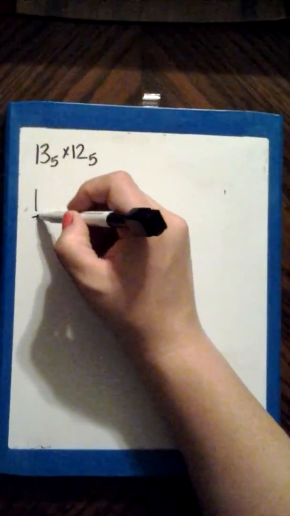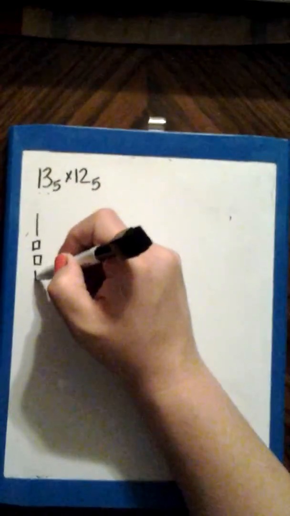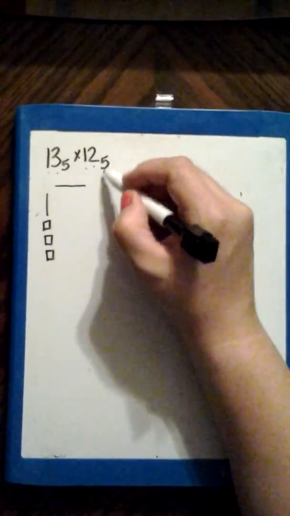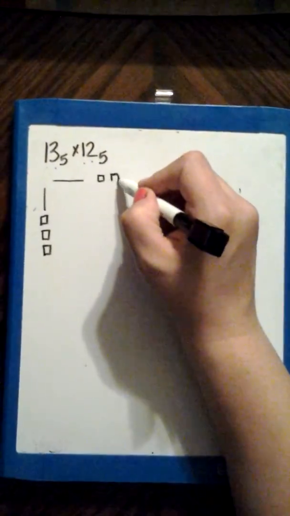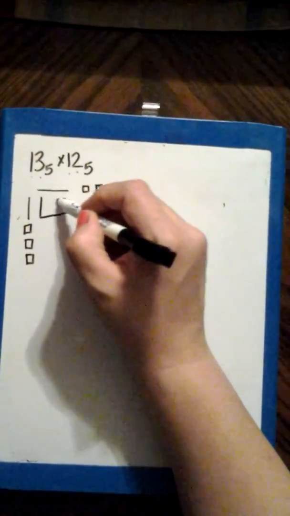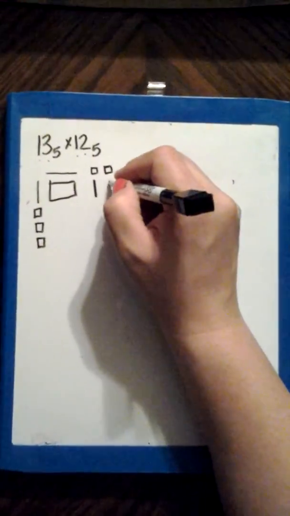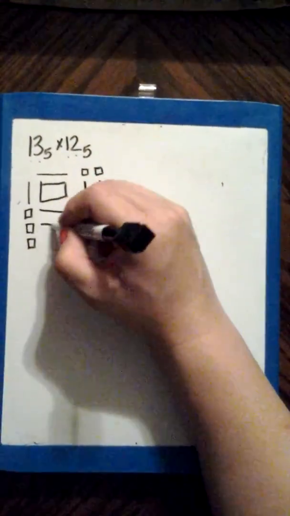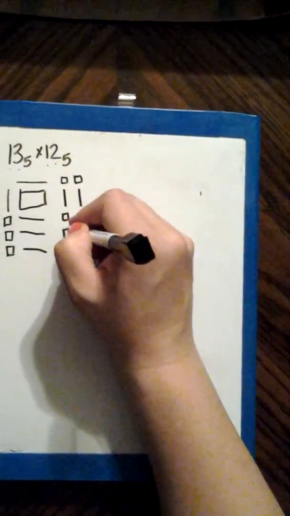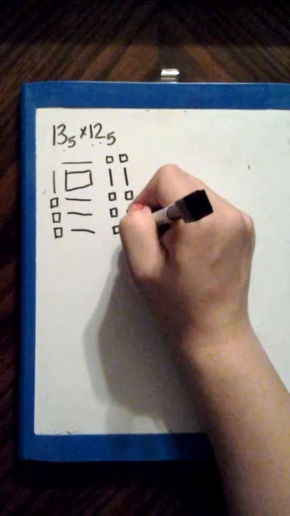I have one long right here with our 3 units, 1, 2, 3, and then I have one long and 2 units. I know that a long times a long is a flat, and a long times a unit is a long, and then here we have 3 more longs, and then a unit times a unit is another unit. So in total we'll have 6 units.